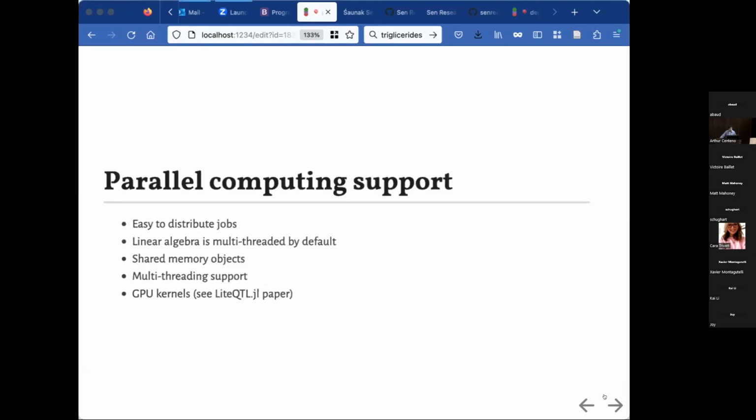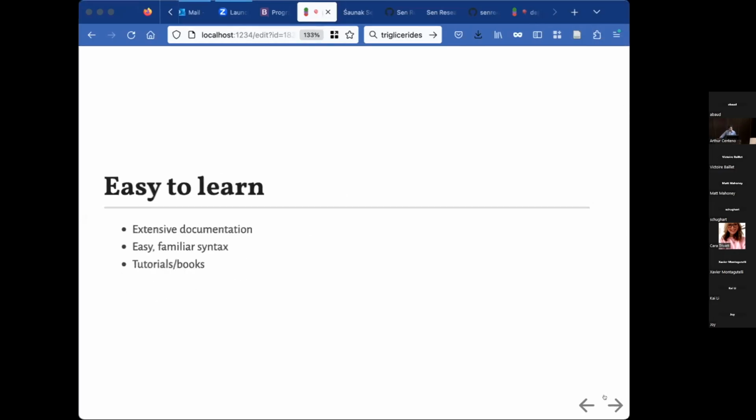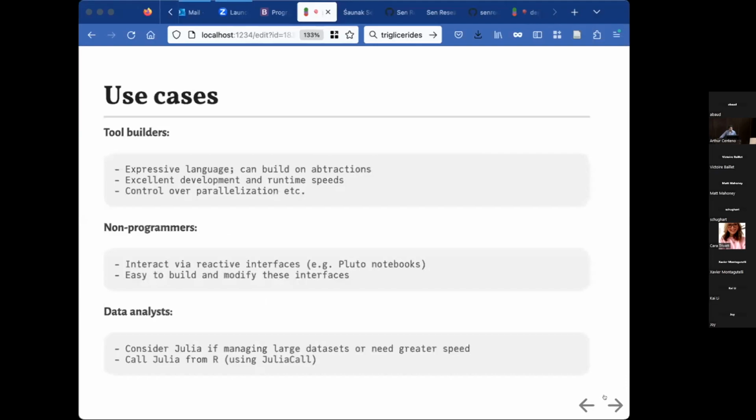So as I was saying, with parallel computing, it's very easy to distribute jobs. Linear algebra is multi-threaded by default. So things like matrix multiplication work really, really fast. But you can also take control of that process. Anyway, here are the 3 use cases.